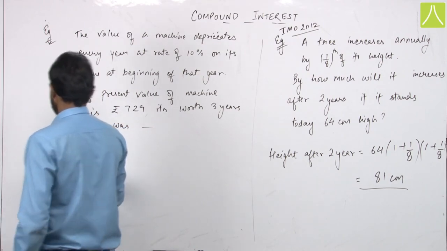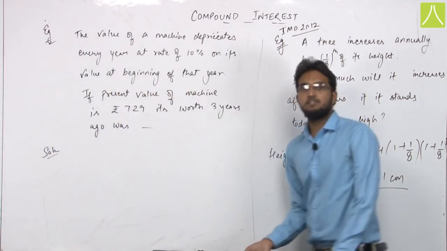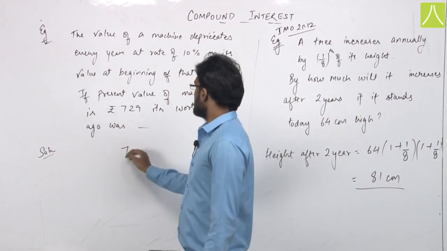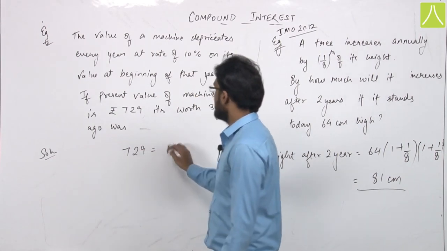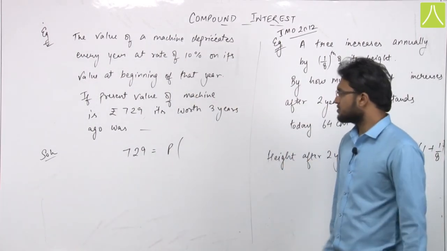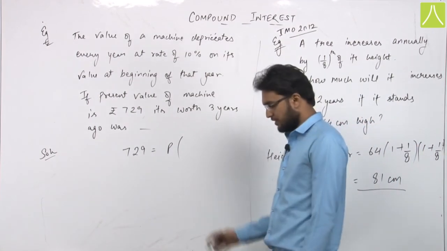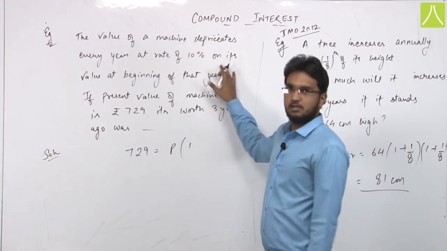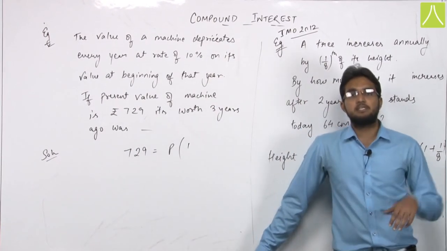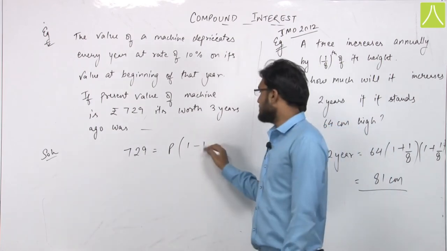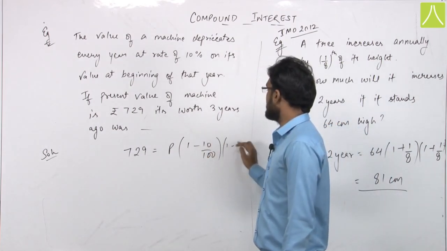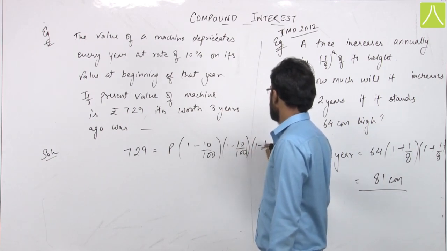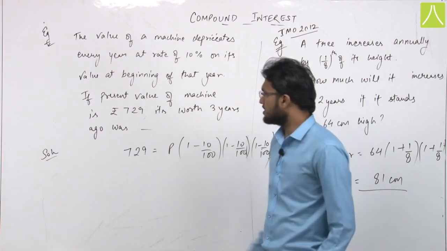So now this question is about growth and depreciation, which we studied in the last lecture. The present value is 729, and let us say the amount invested is P. For 3 years it depreciates by 10% each year, that is, for the first year it depreciates by 10%, second year also 10, third year also 10. So we can simply substitute 1 minus 10 upon 100, 1 minus 10 upon 100, and again 1 minus 10 upon 100. This is the case for depreciation.